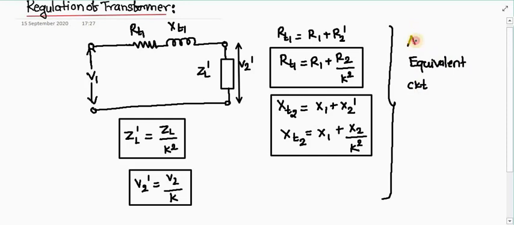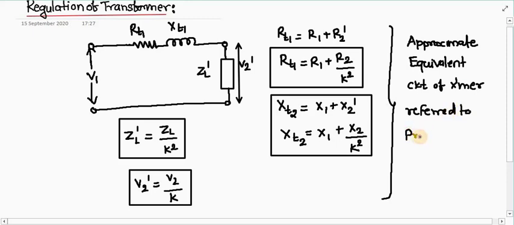I will mention here approximate equivalent circuit, because we have approximated this equivalent circuit of the transformer referred to the primary side.